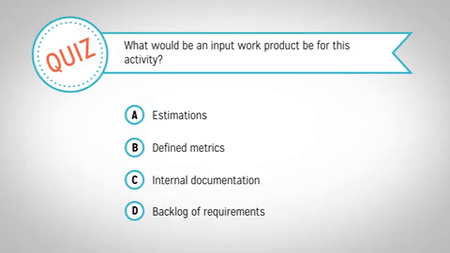You will use all of these work products at some point in the development process. Estimations are commonly used as inputs when creating schedules. Define metrics are used as input work products when you are calculating and analyzing metrics. Internal documentation is used when developing executable code and tests. You will use the backlog of requirements to formulate potential approaches, since you need to know exactly what you are developing. Therefore, D is the correct answer.